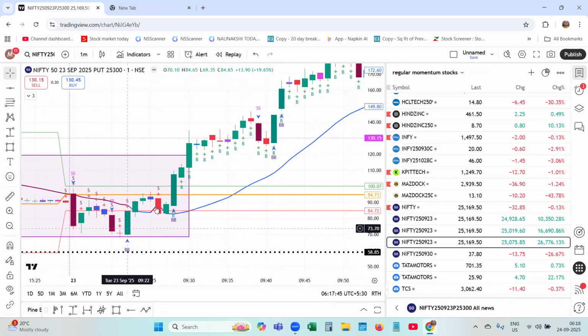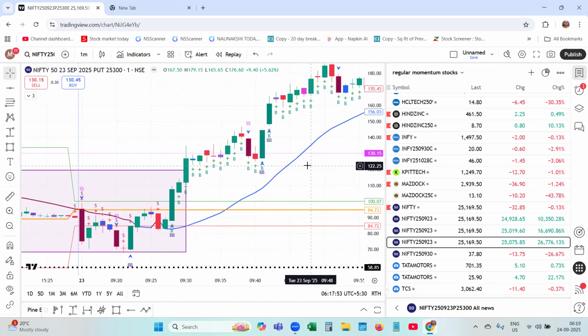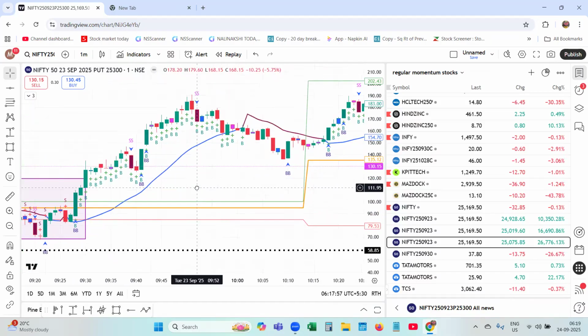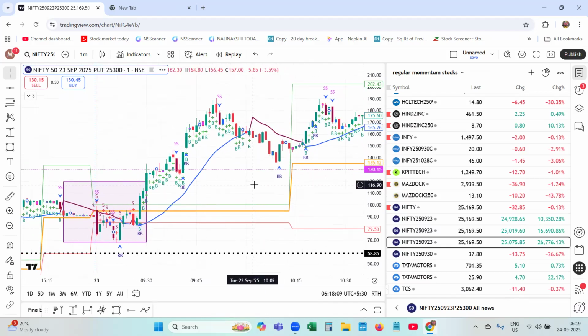And if you could have held the trade until this Gann HiLo, see the beauty. The price ran up to this, then only it started correcting, and the support has risen. Support has risen, and you can hold this position.